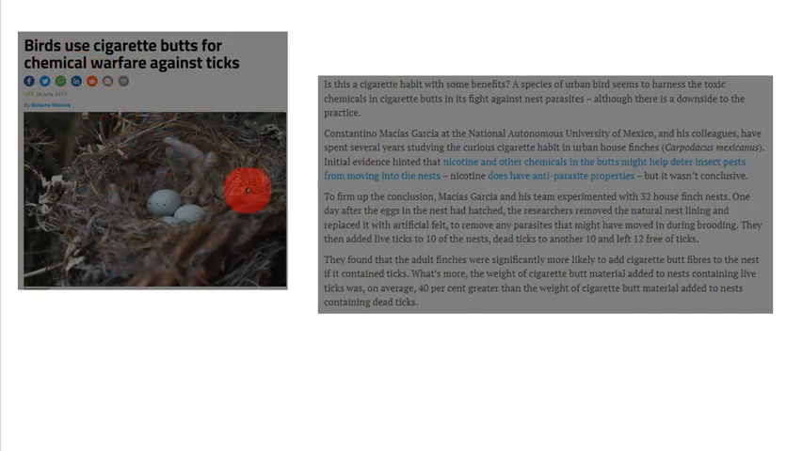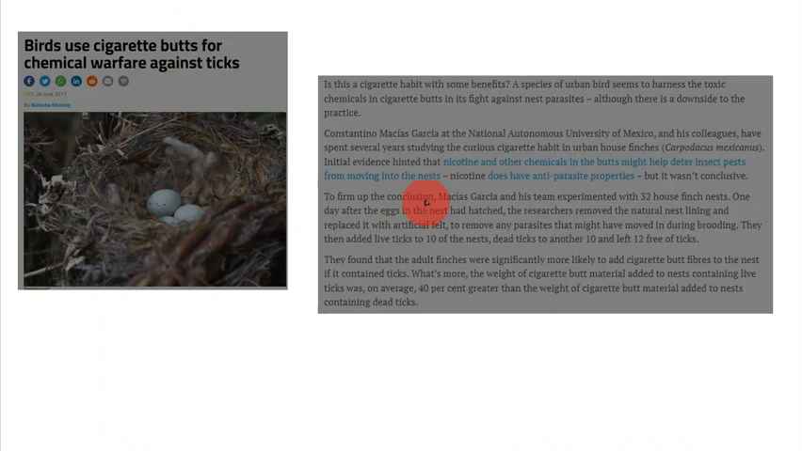They were trying to keep their chicks safe by putting up this barrier of cigarette butts that contain nicotine, and that was repelling ticks from entering the nest and feeding on the young chicks.